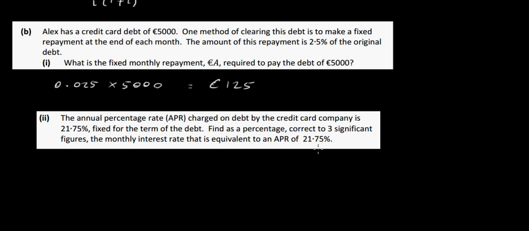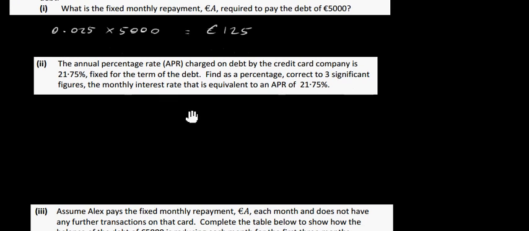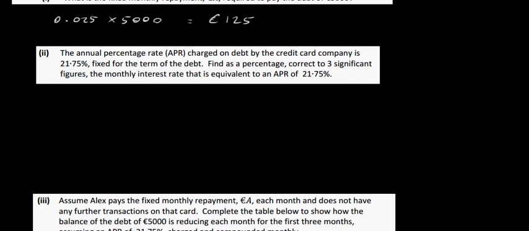So this is an annual rate here. We want to know what would be the equivalent monthly rate for this 21.75%. What you can do here is use this formula: F is equal to P times (1 plus I) to the power of T. The final value is equal to the present value times (1 plus I) to the power of T.